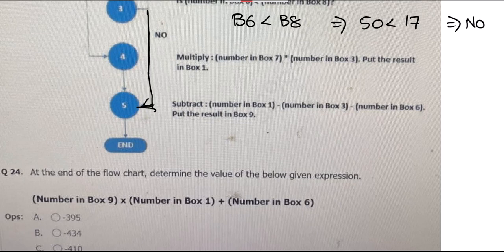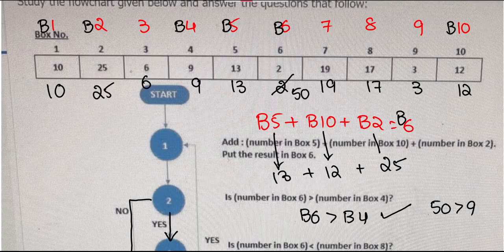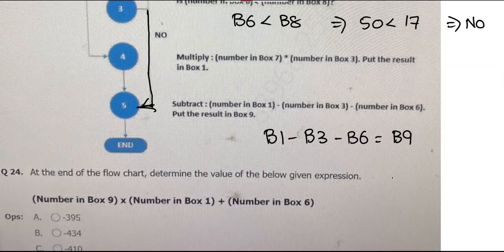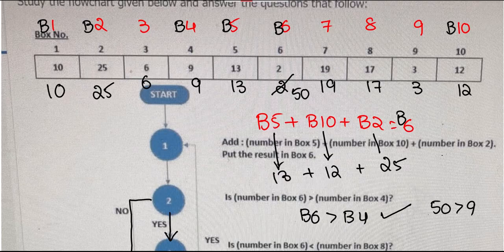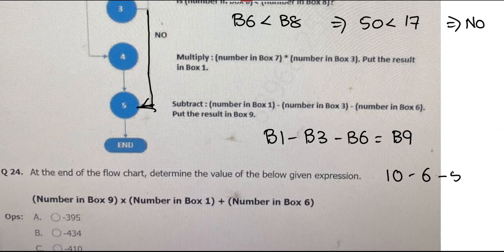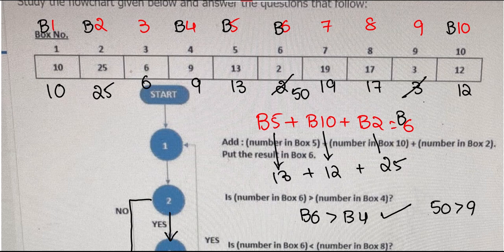The last step: box 3 and box 6 should be subtracted from box 1 and the result put in box 9. Box 1 is 10, box 3 is 6, box 6 is 50. We get a negative value: minus 56 plus 10 gives minus 46. So box 9 is updated to minus 46.